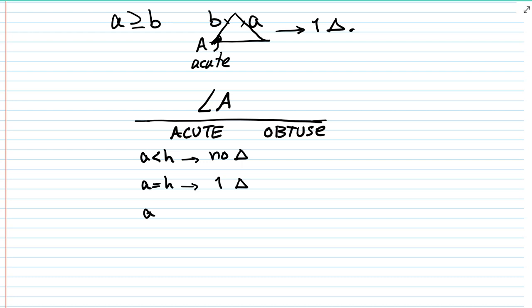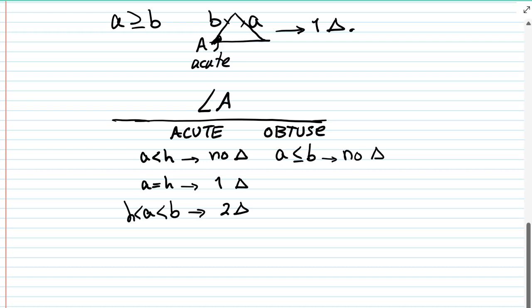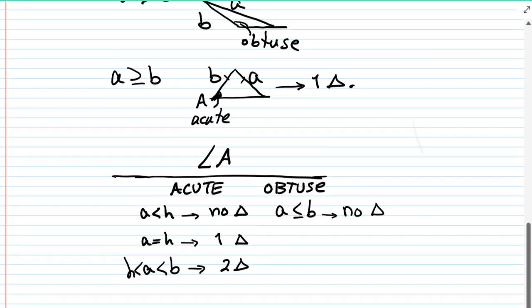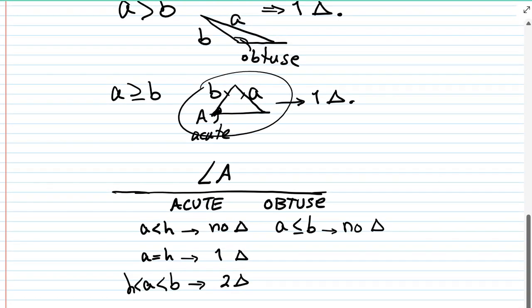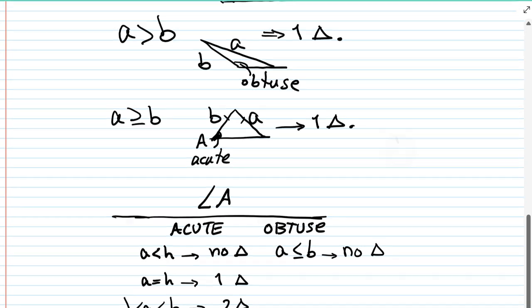And if A is greater than H but less than B, then there are 2 triangles. There we have that part. Now, when the angle is obtuse, if A is less than or equal to B, then there is no triangle. Notice in here I said they're equal, but the angle was acute. That's when I had one triangle.